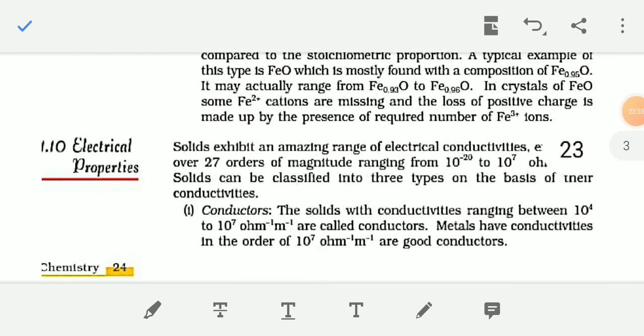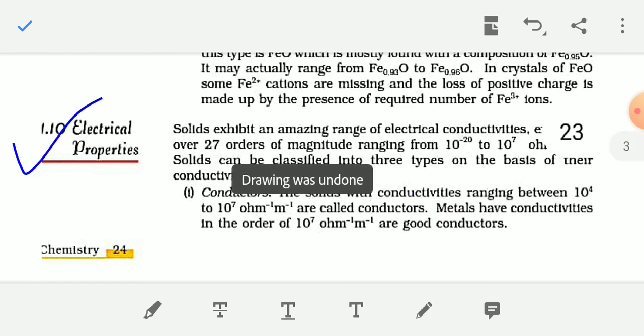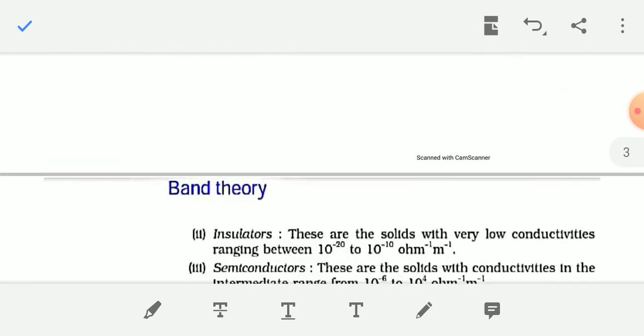Now see electrical property of crystalline solids. Solids are three types based on electrical property: conductors, semiconductors, and insulators.